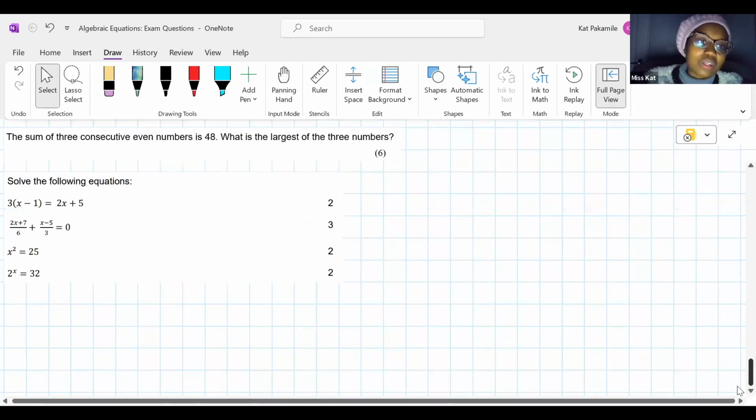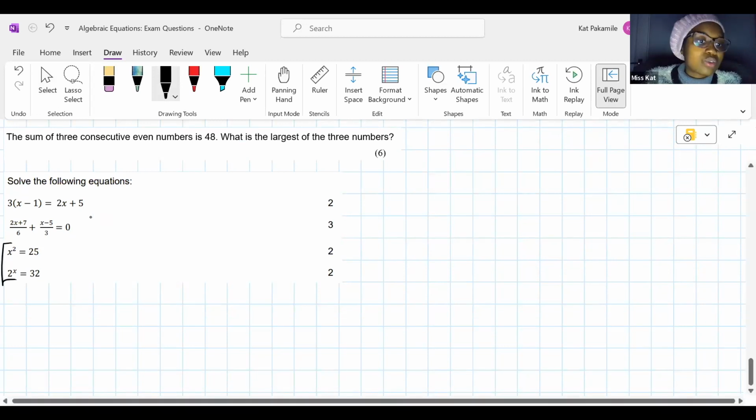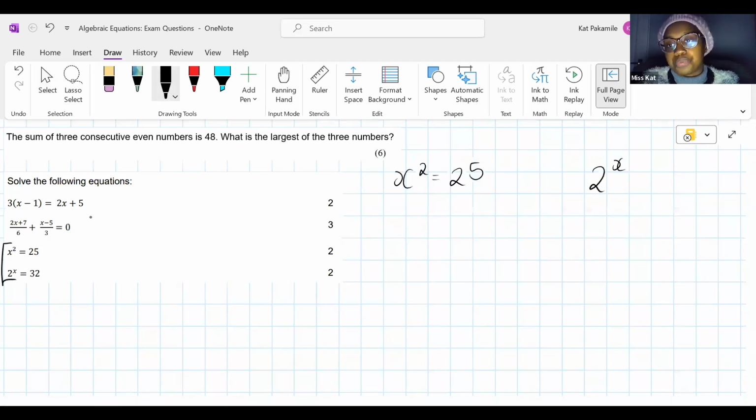Okay, let's do this one. I need you guys to do this one with me. The 1 out of 2 marks, this one. We actually haven't done any exponential, so let's do the last two: X squared equals 25 and 2 to the power of X is equal to 32. Solve for X for both of these and let's see where the marks are coming from.